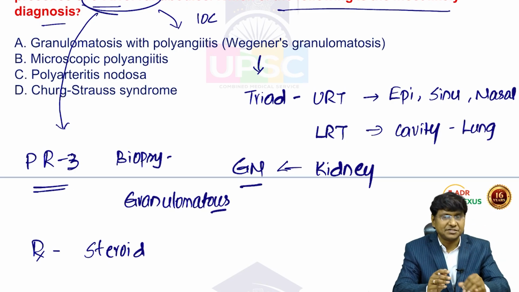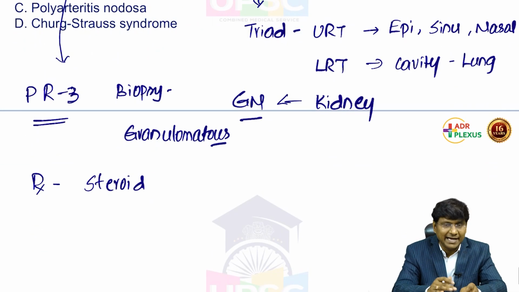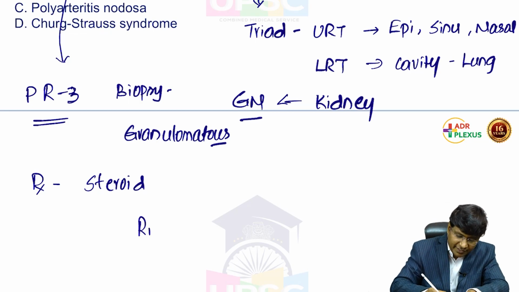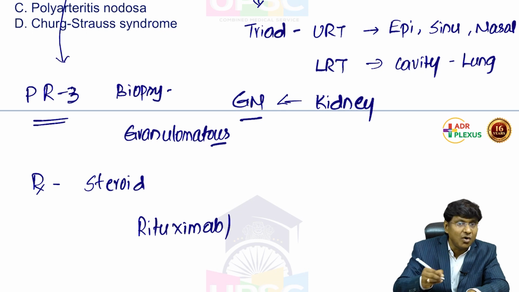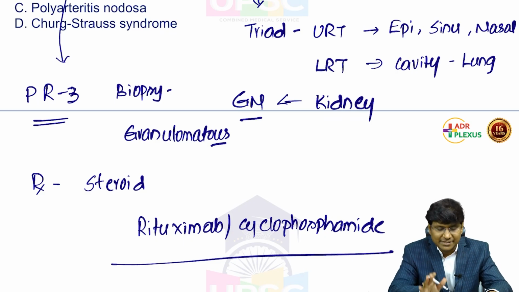Right, the type of inflammation will be granulomatous inflammation, and the treatment will be the steroids, and these steroids should be given in combination with either rituximab or the cyclophosphamide. Okay, so that is what is the treatment in case of the Wegener's granulomatosis.